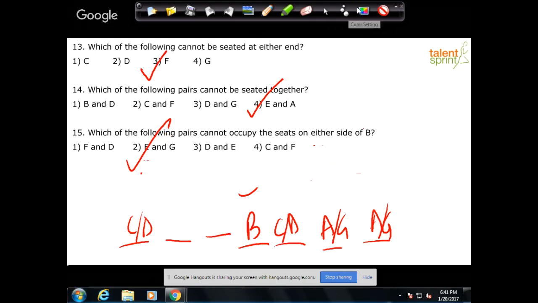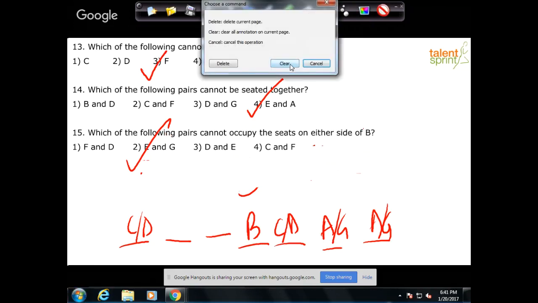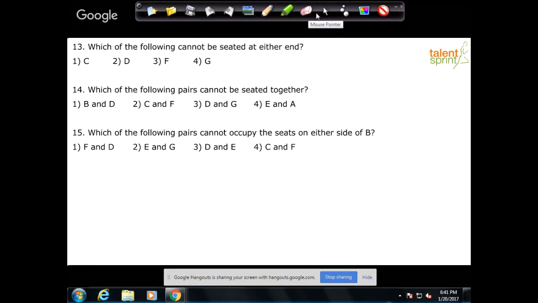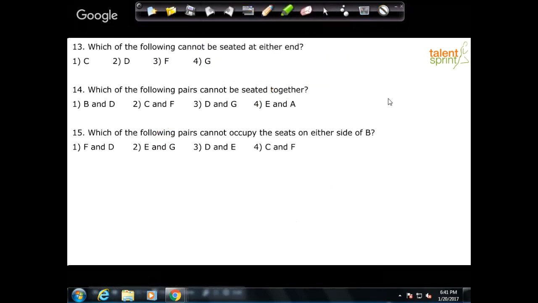Great. I can see most of you have managed to figure out this question. Great. So can I move on to the next question, boys and girls? Yes, Sudhir, the answer is 2, E and G.